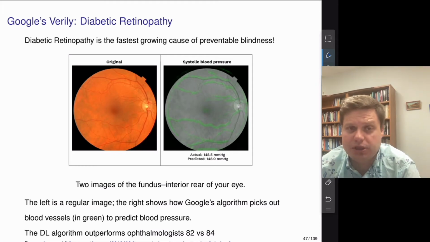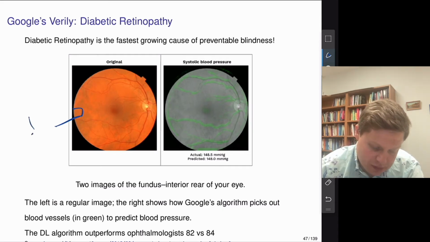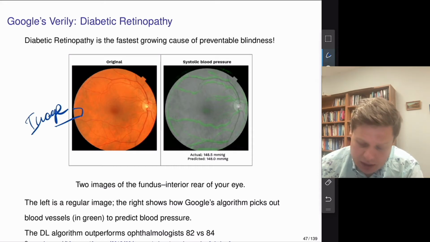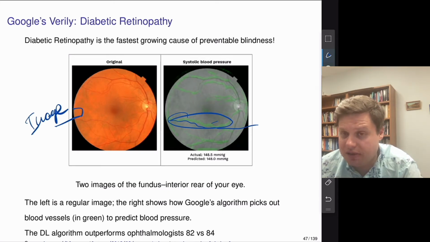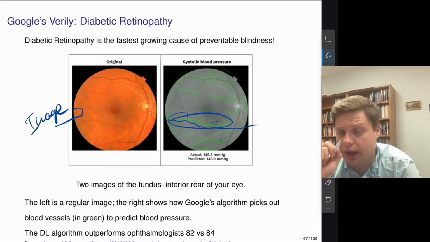And they were able to train a machine learning model that takes an image of your retina. So that's what you see on the left. And then it does some processing of the image, and it basically tries to highlight the blood vessels. So you see them highlighted in green here. And it also tries to identify the pressure. So by just looking at the pixels from the image, the algorithm tries to predict the pressure associated with each of those blood vessels.